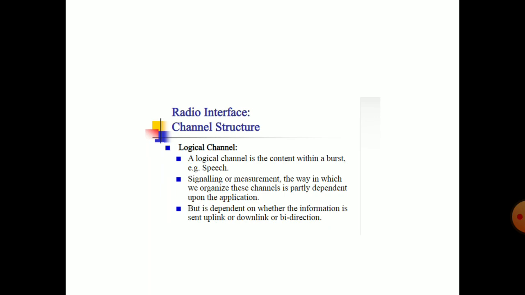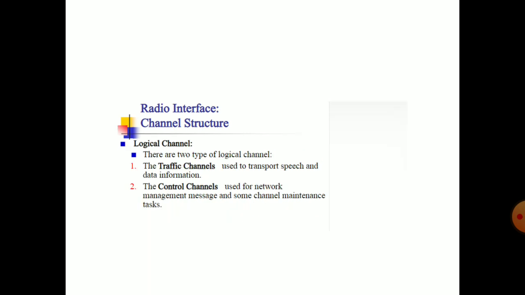And the logical channel, why is it called the logical channel? It provides the content within a burst, for example speech. The logical channels can be divided into two types: traffic channels and control channels. Traffic channels transport speech and data information, and the control channels are used for network management messages and some channel maintenance tasks.